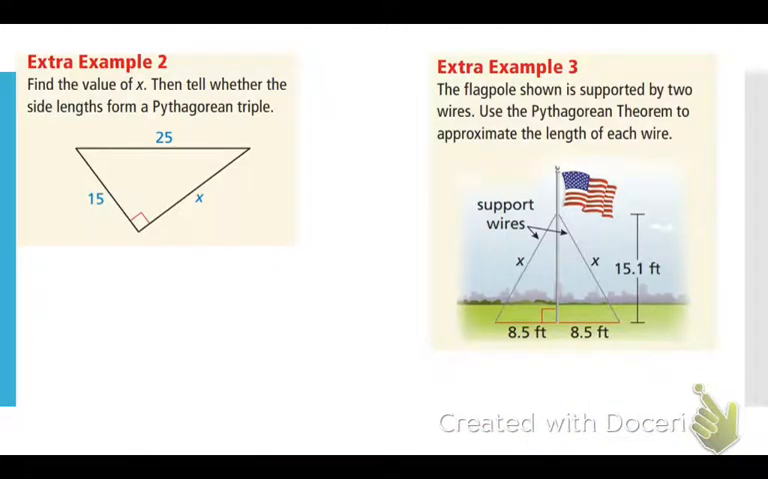This is a review of yesterday. Find the value of x, then tell whether the side lengths form a Pythagorean triple. Pythagorean triples. Did Pythagoras like decimals? No, so that's an easy way to remember it. A Pythagorean triple is just 3 whole numbers that make a squared plus b squared equals c squared.